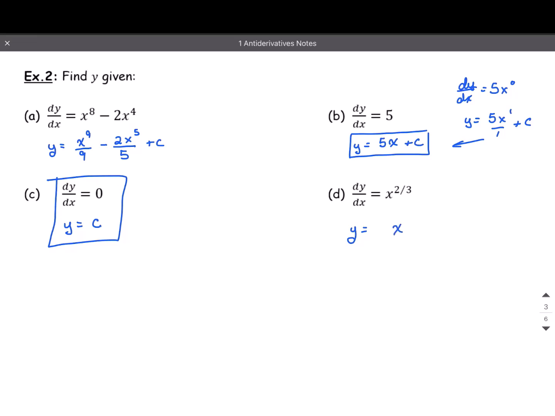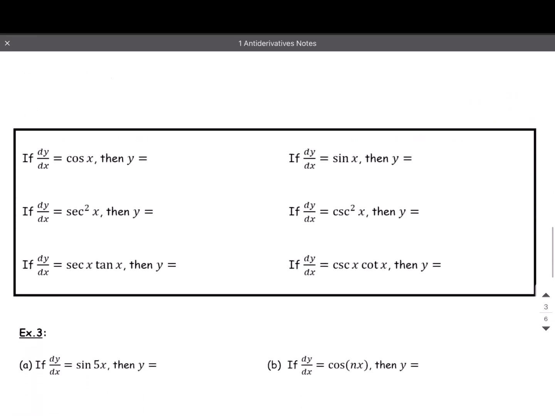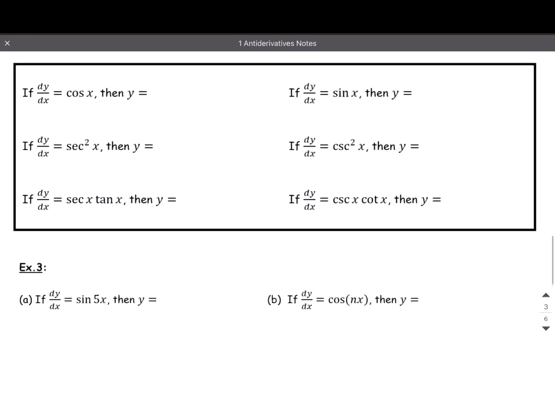I'm going to write my x. Now 2/3 plus 1. 2 plus 3 is 5 over, keep the denominator 3. Now when we divide by this exponent 5/3, dividing by the fraction 5/3 is the same as multiplying by the reciprocal 3/5. And then of course we're going to remember to add our constant. Good. Okay, let's take this one step further.